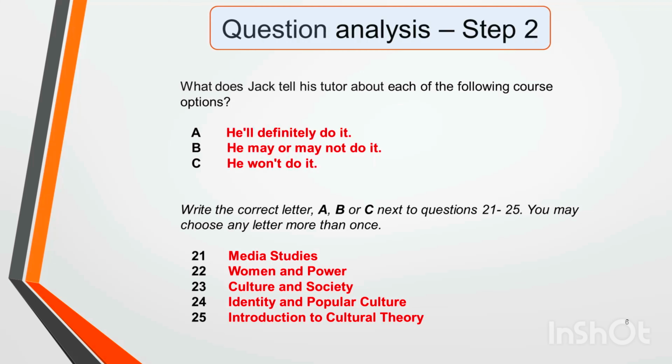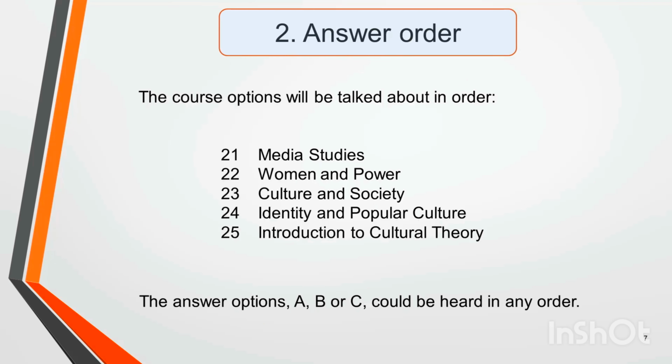Next, look at questions 21 to 25 in relation to the answer options A, B and C. So, does Jack tell his tutor that he will definitely do media studies? He may or may not do media studies, or that he won't do media studies? Does Jack tell his tutor that he will definitely take the Women and Power course? He may or may not take the Women and Power course, or that he won't take the Women and Power course? And so on.